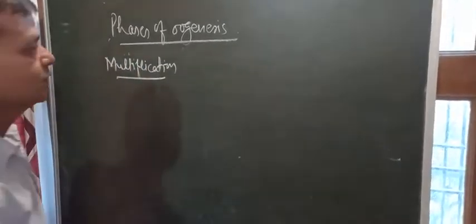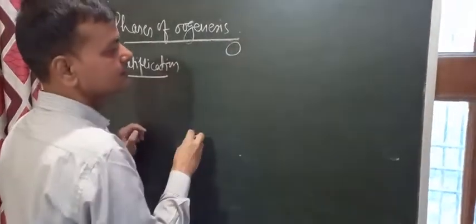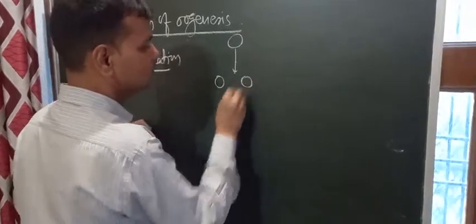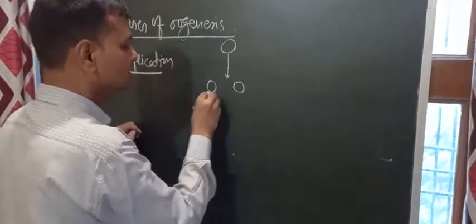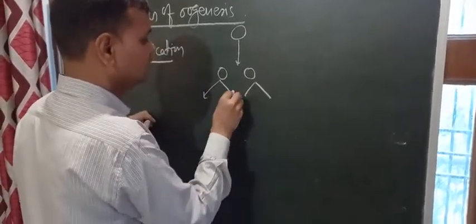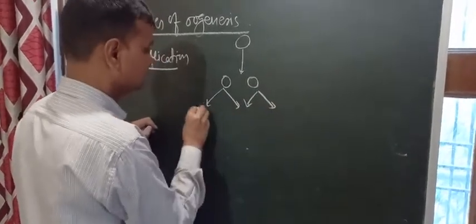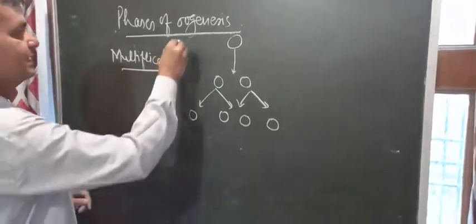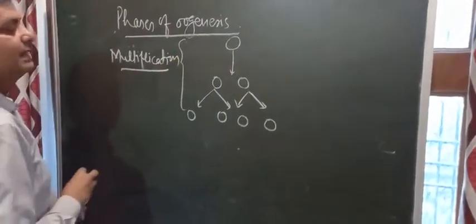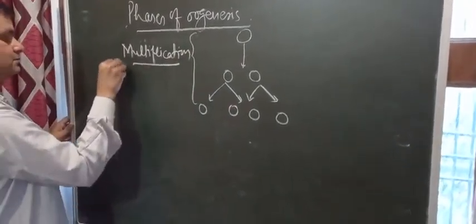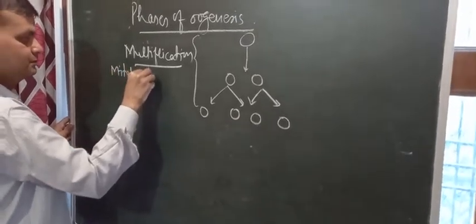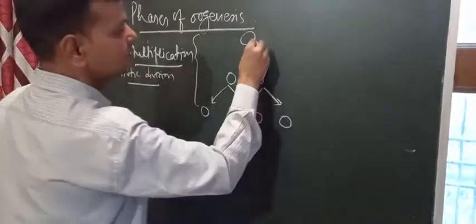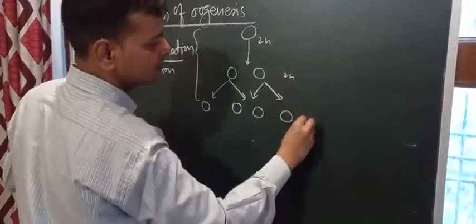And in multiplication, what happens? There will be a primary follicle. This primary follicle will multiply by mitotic division to form two follicles, and these two follicles will further multiply to form more number of follicles. Right. This is the process of multiplication, which is a type of mitotic division. The ploidy for these cells remain unchanged. All the cells are diploid.